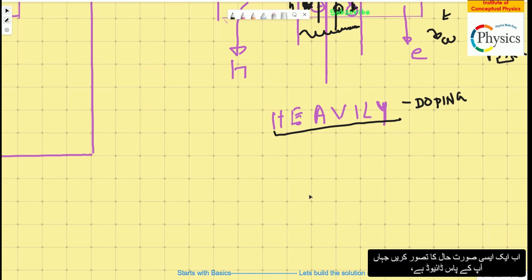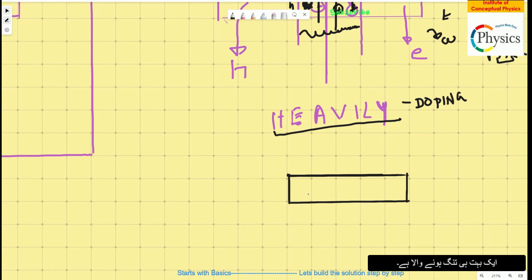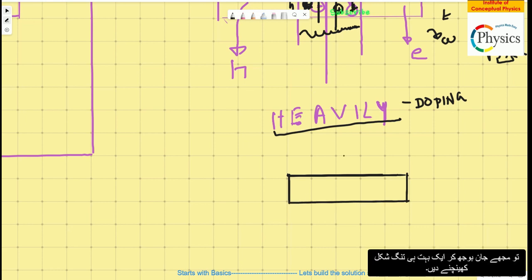Now imagine a situation where you have a diode. Okay, you have a diode, and now this diode is heavily doped, which means compared to a normal diode, the depletion layer automatically is going to be a very narrow one. So let me just deliberately draw a very narrow one.